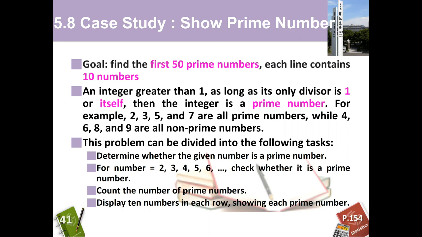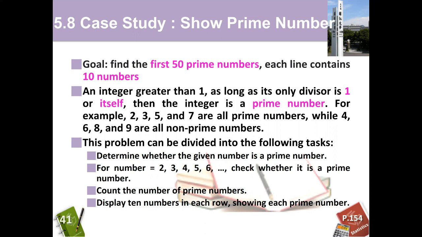Chapter 5.8 in your textbook, page 154. So now we have a goal: find the first 50 prime numbers. What are prime numbers? Prime numbers means only 1 and itself can divide the number without any remainder, right? Each line contains 10 numbers. An integer greater than 1, and as long as its only divisors are 1 and itself, then the integer is a prime number.